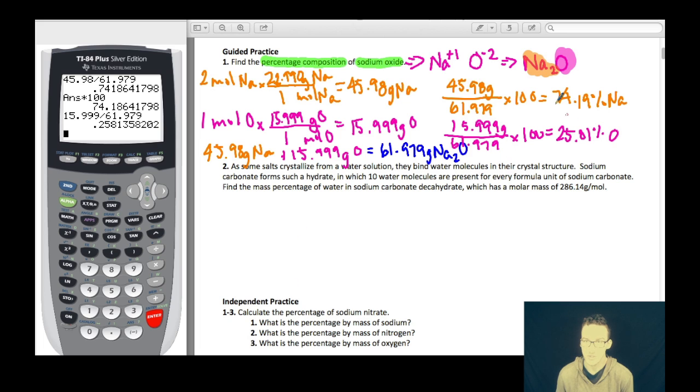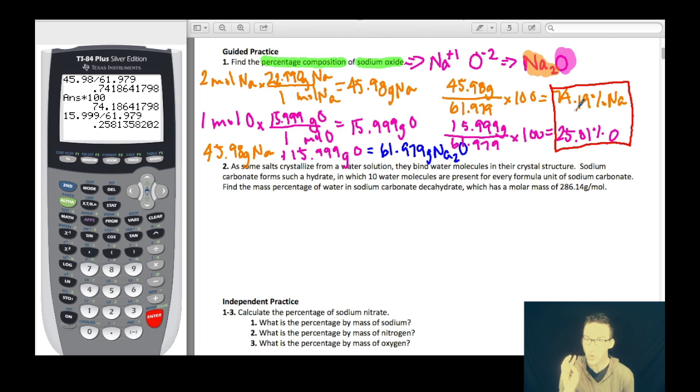Always a good idea to box in our final answer here. So our percent composition by mass of this compound, about 74% sodium, about 26% oxygen. Couple of tips to keep in mind. Do these percentages add up to 100%?